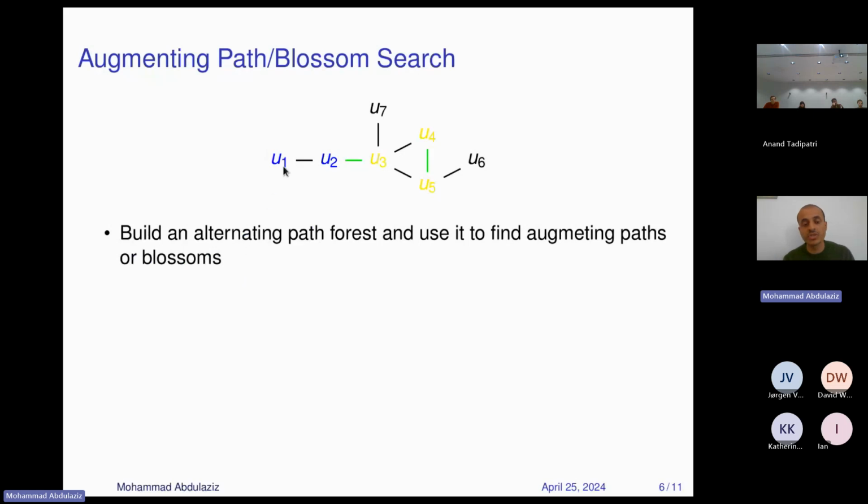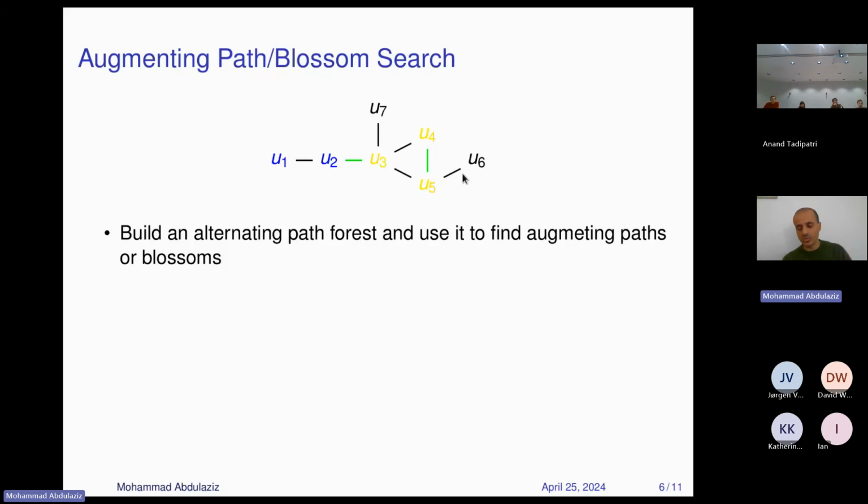And what is a blossom? A blossom is just an alternating path that starts from an unmatched vertex and ends in an odd cycle. So either you try and find something like that and then contract this odd cycle, or you find an augmenting path that doesn't have an odd cycle in it.